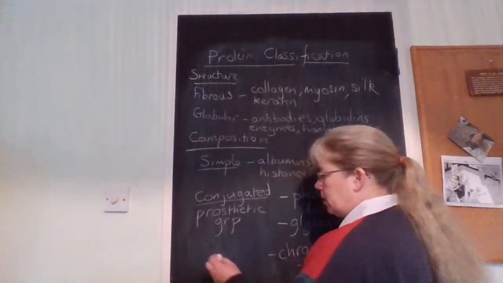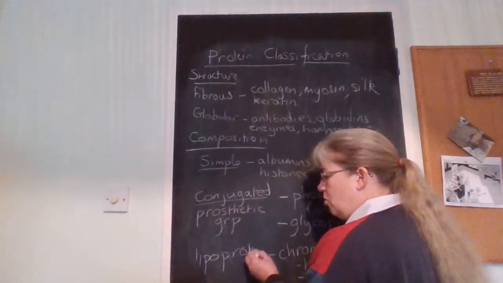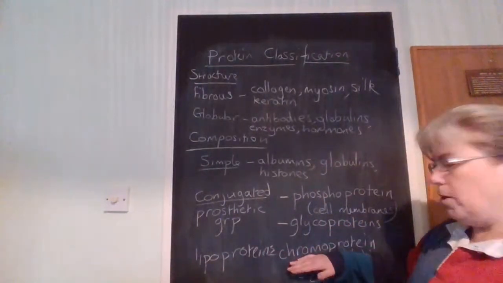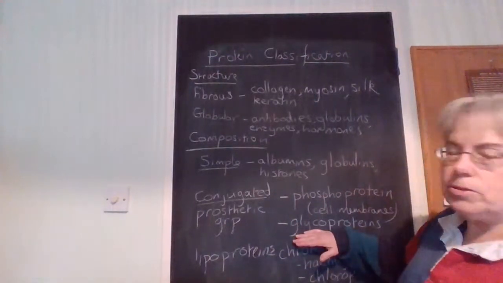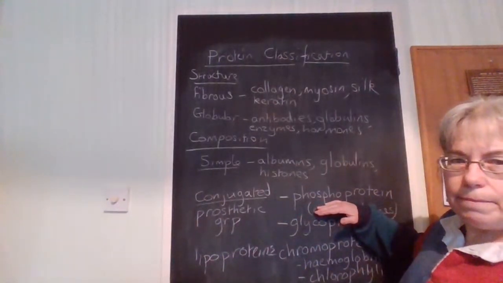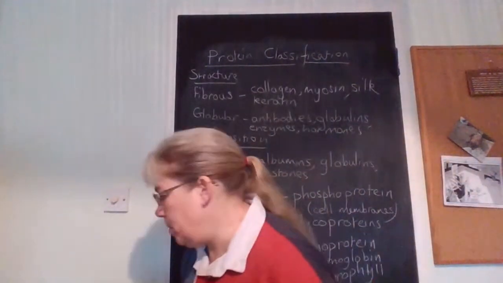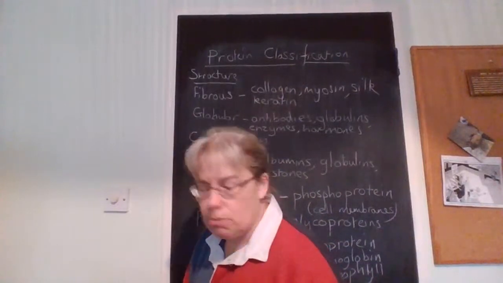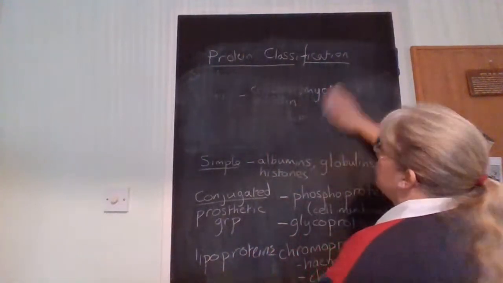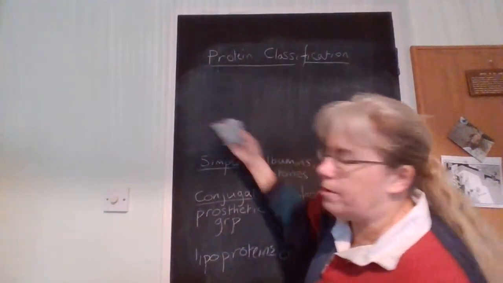Lipoproteins, so you've added lipid to them. Crikey, there are so many. So lipoproteins, you've added lipid. Chromoproteins, you've added colour, pigment. Glycoproteins, you've added a bit of carbohydrate. And phosphoproteins, you have added a phosphate group. So it's quite easy, really, and it's quite obvious what they're going to have. So we've done structure, and we've done composition, where they've got an extra bit added.